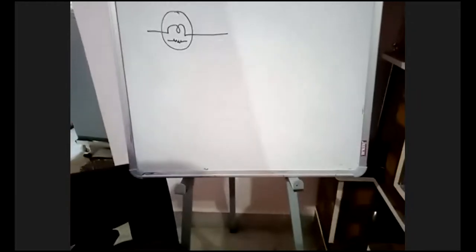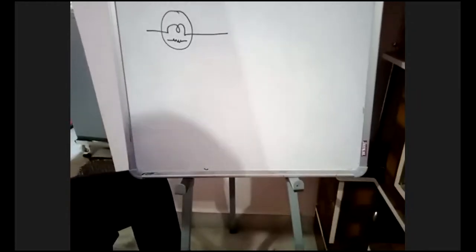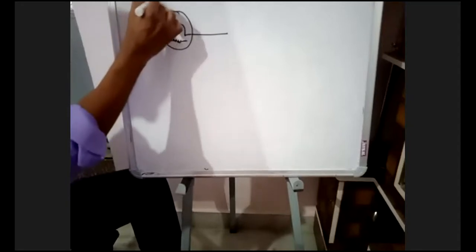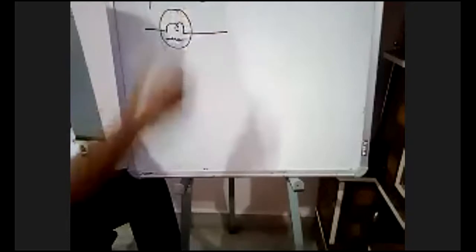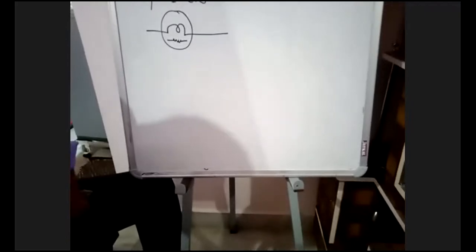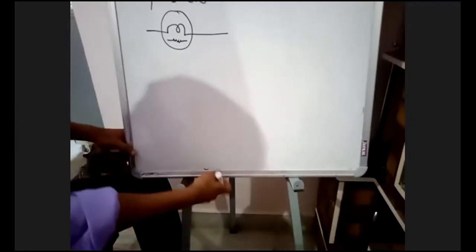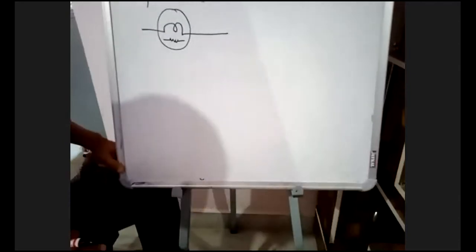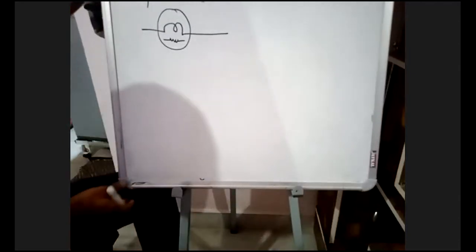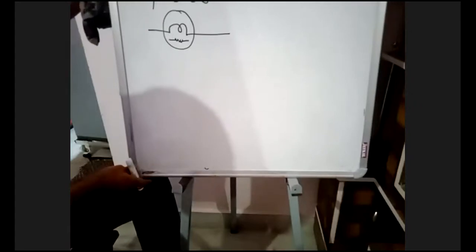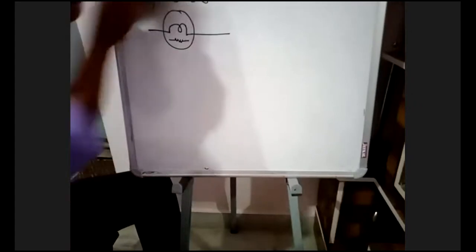What is the power they have given for the bulb? 500 watts. W is watts. P is equal to 500 watts. I'll write it here.